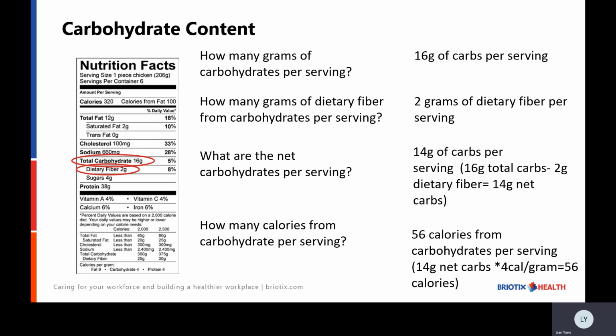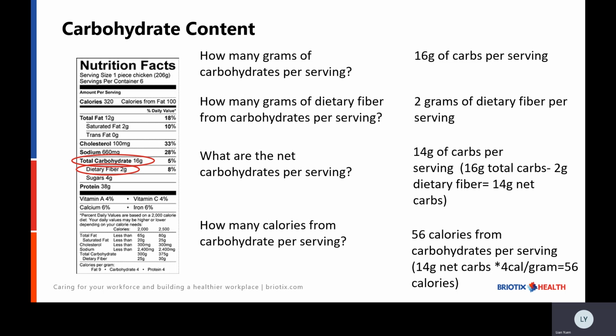And that's important because when we calculate the number of calories from carbohydrates, we actually want to calculate the number of net carbohydrates. And that's because dietary fiber isn't broken down and absorbed in the same way as total carbs are. And so you want to deduct that from the total number of carbs in order to get your calorie count of carbohydrates. So in order to calculate your net carbohydrates, you take your total carbohydrates and you subtract the grams of dietary fiber, which leads us to 14 grams of net carbs per serving.